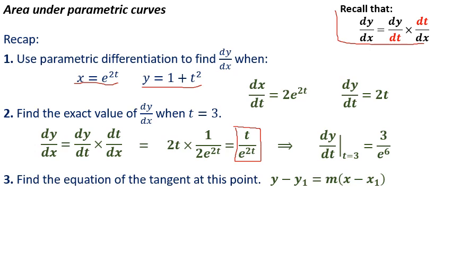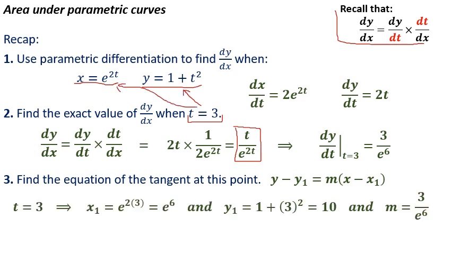So for this, we're going to need x and y, the coordinates of a particular point. And that's not as tricky as it might seem, because we already have t equals 3. So by substituting t equals 3 into dy by dx, we found the gradient at that point. We can also substitute it into y and into x, and that will give me the x and y coordinates at that point. So that's what we've done here. We found the x value, e to the 6. We found the y value, 1 plus 3 squared, which is 10. And we already have the gradient, 3 over e to the 6. The last line is just rewriting the formula y minus y1 equals m, x minus x1.